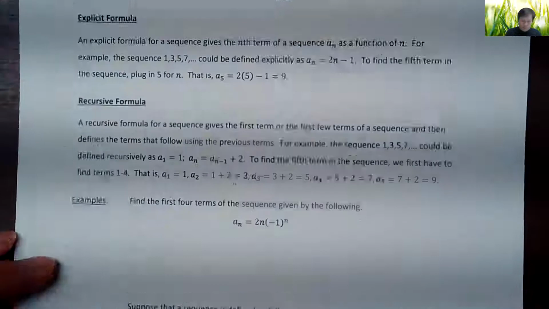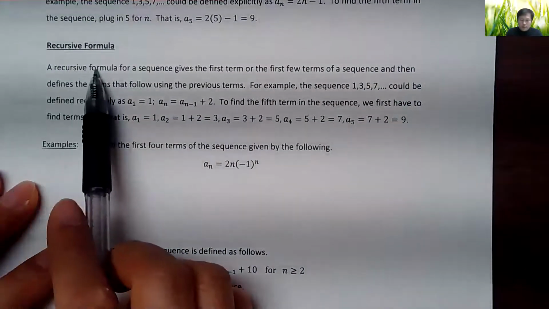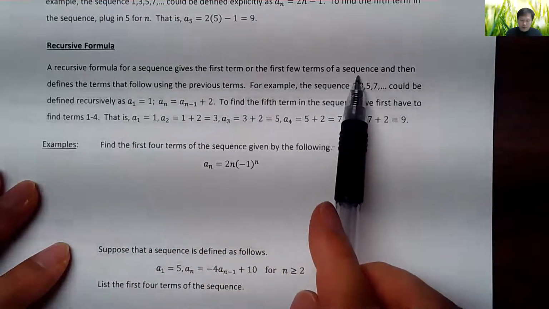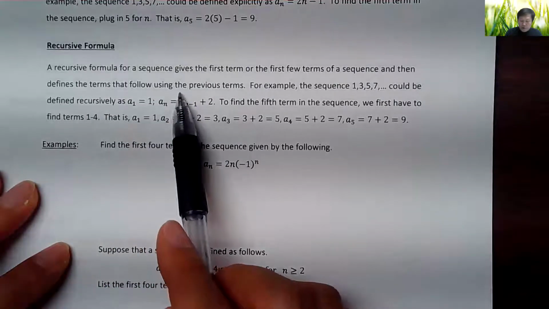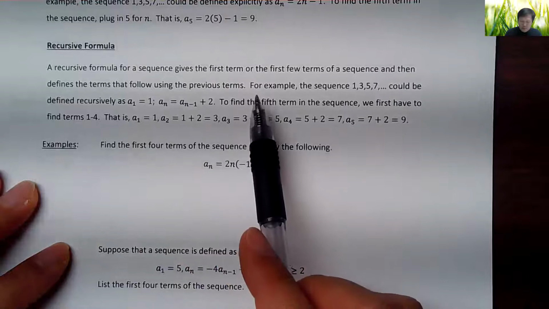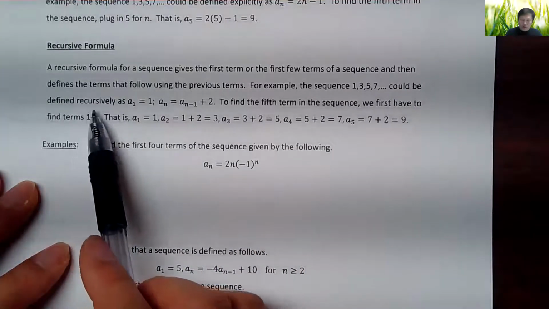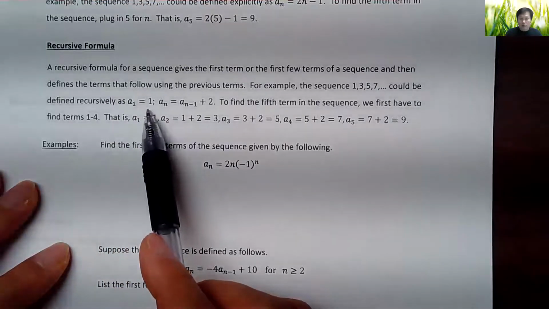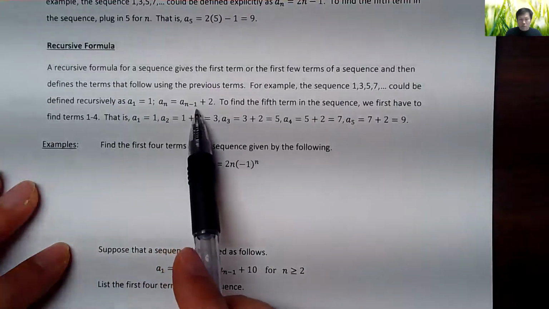Okay, next style is recursive formula. A recursive formula for a sequence gives the first term or the first 2 terms of a sequence and then defines the terms that follow using the previous terms. For example, the sequence 1, 3, 5, 7 could be defined recursively as a sub 1 equal to 1, meaning first term is 1. Then a sub n equal to a sub n minus 1 plus 2.